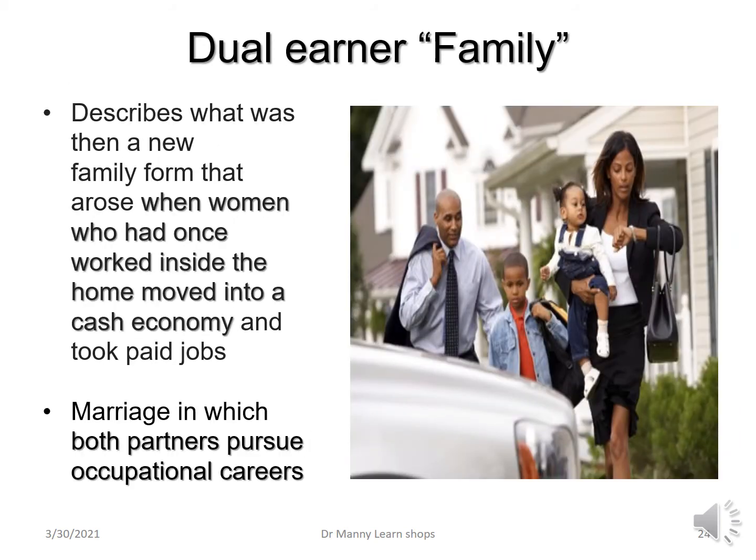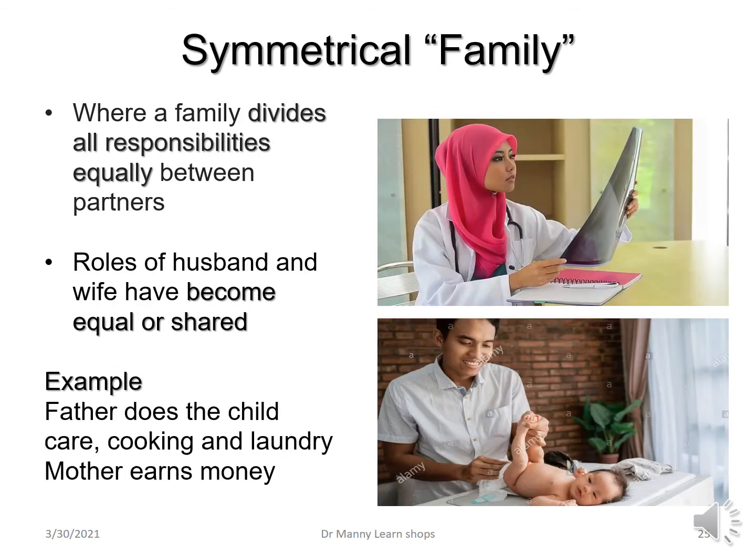Then you've got the dual earner family, and this describes what was then a new family form that arose when women who had once worked inside the home moved to the cash economy and took paid jobs. And this is a marriage in which both partners pursue occupational careers. And sometimes they may have to because of economic requirements.